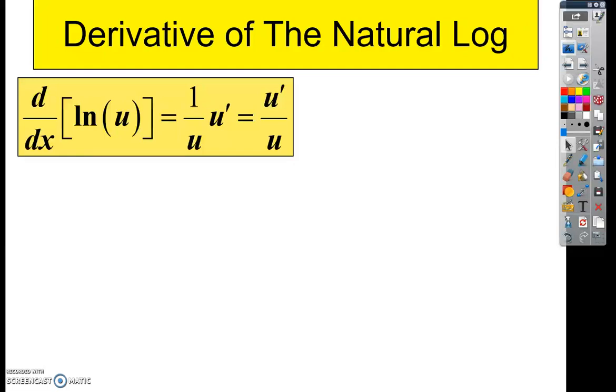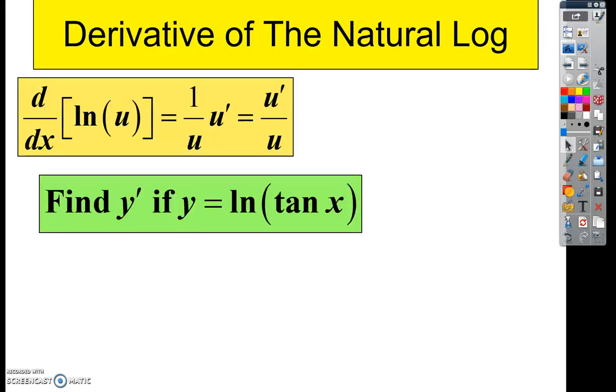And here is the definition. So go ahead and start taking notes here. We've got the derivative of the natural log of u with respect to x is 1 over u times u prime, with the derivative of the argument. This is basically just chain ruling. So we have u prime over u. So let's go ahead and use that in context.